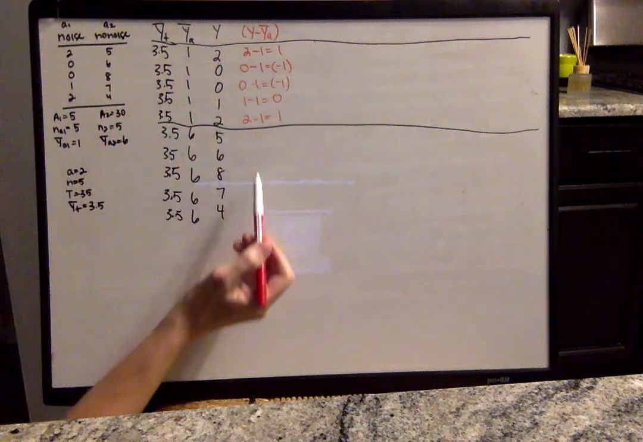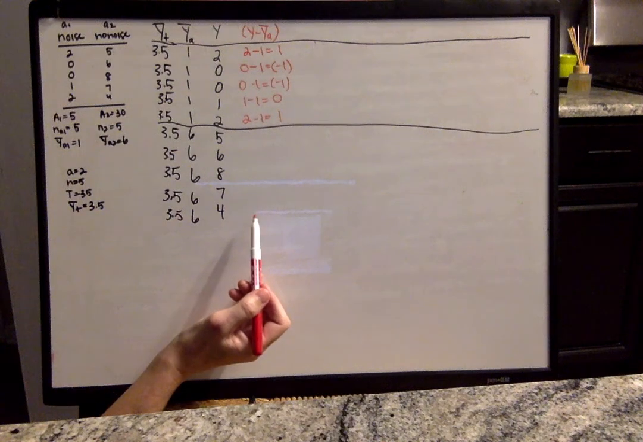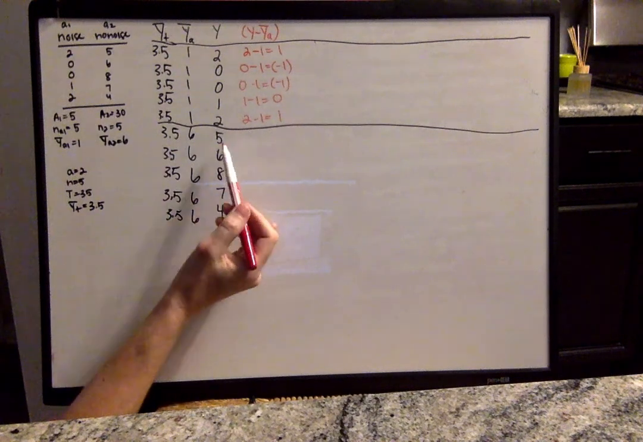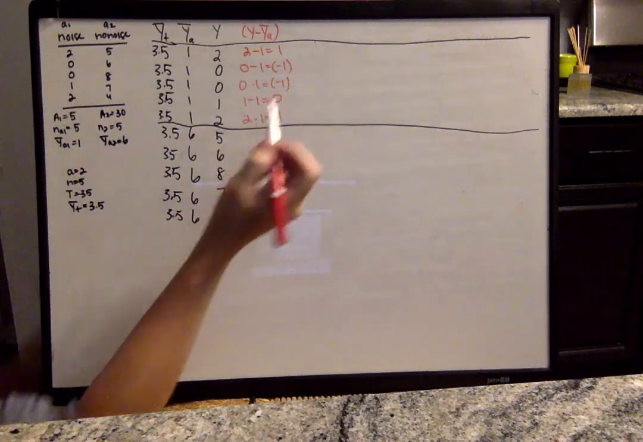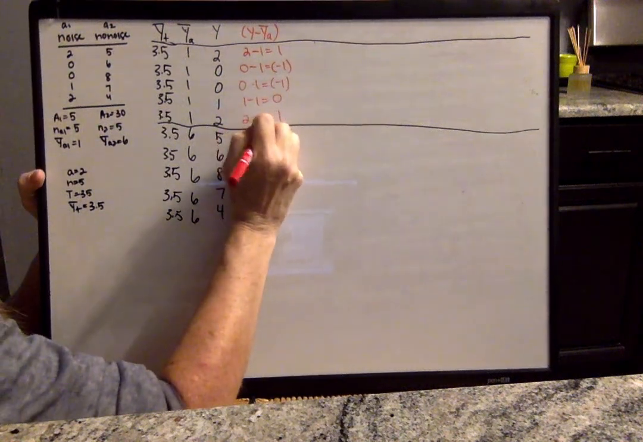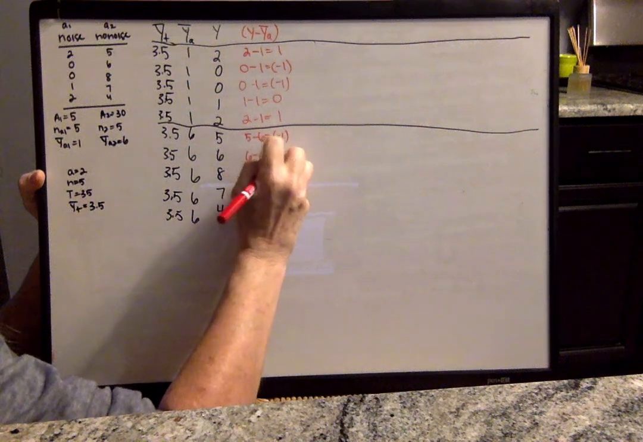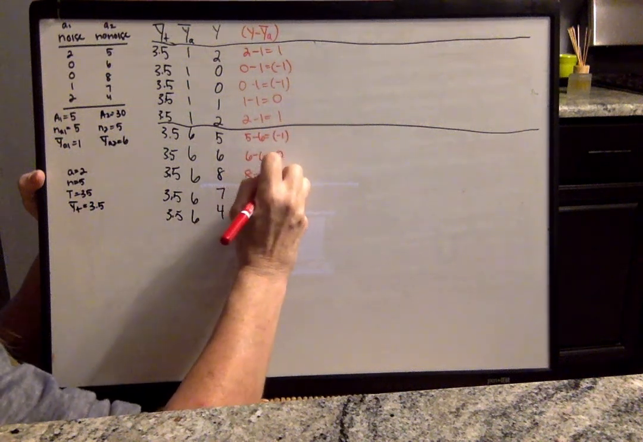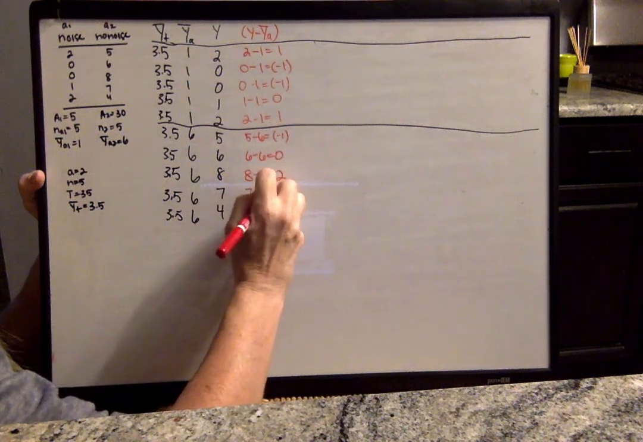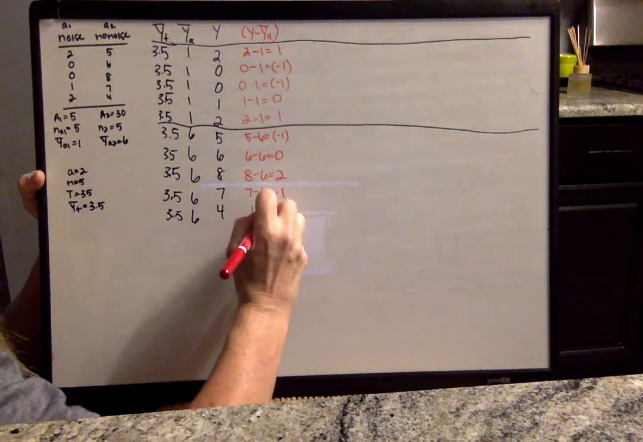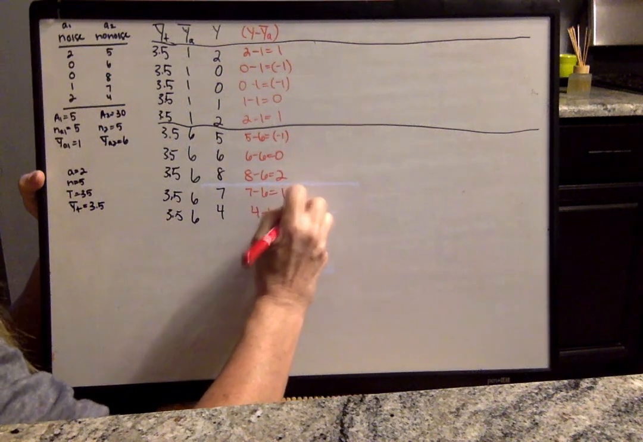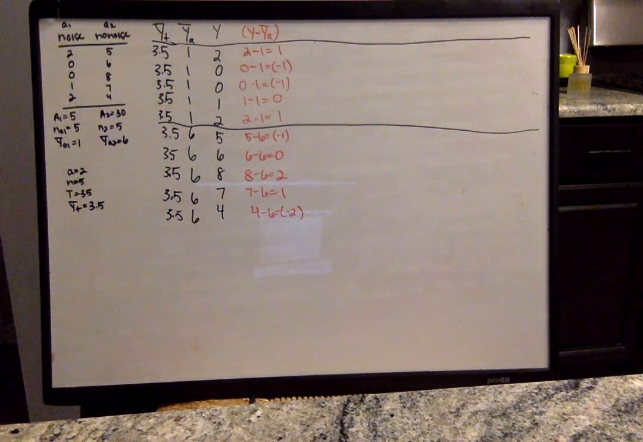Moving down to this next group, we're doing the same exact thing that we did at the top, we just have a different mean. So 5 minus 6 is negative 1, 6 minus 6 is 0, 8 minus 6 is 2, 7 minus 6 is 1, and 4 minus 6 is negative 2.